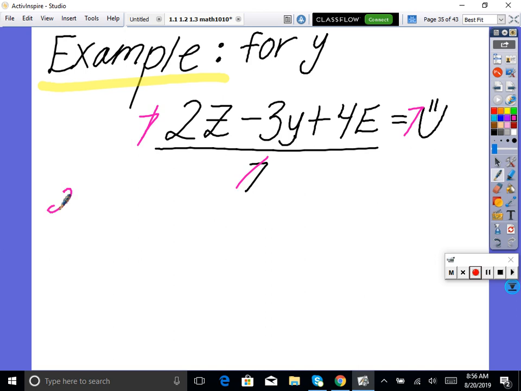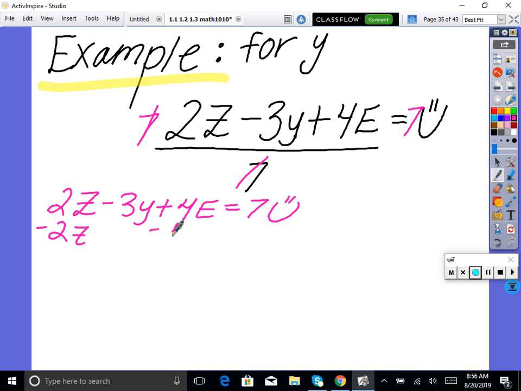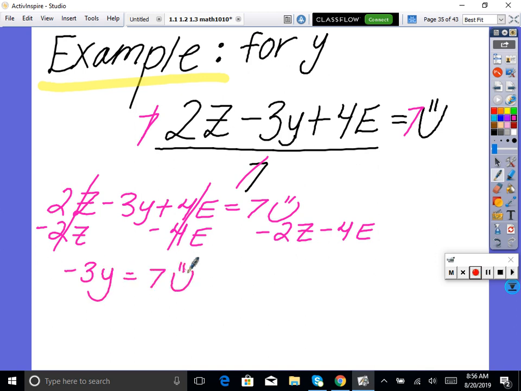So now I have this true statement: 2z minus 3y plus 4e equals 7 smiley face. Get y alone. Next step. Minus 2z minus 4e. Can I hit two birds with one stone? Why not? I'll do it to this side. Minus 2z minus 4e. So now what's on this side? Negative 3y is equal to 7 smiley face minus 2 z's minus 4 e's. Get y alone. Next step.